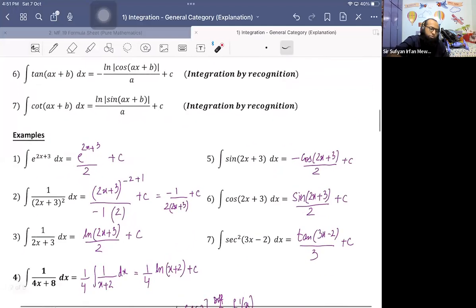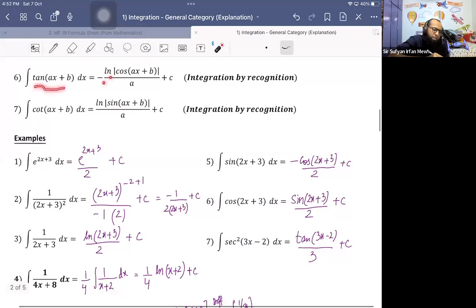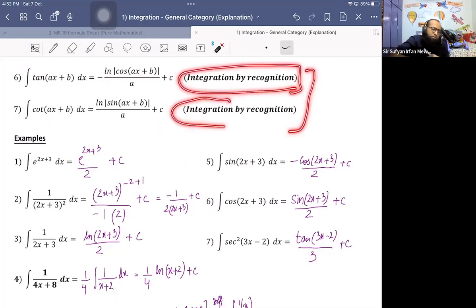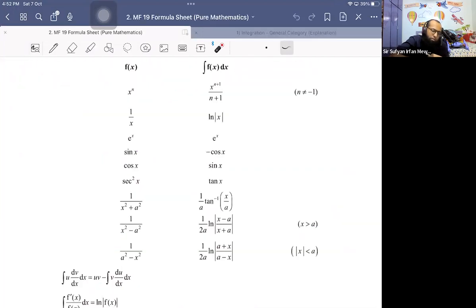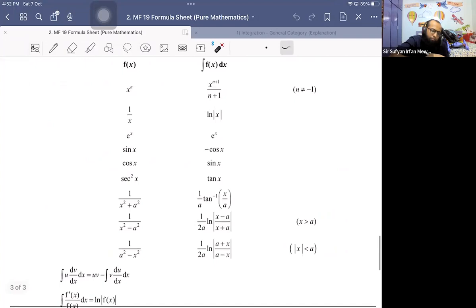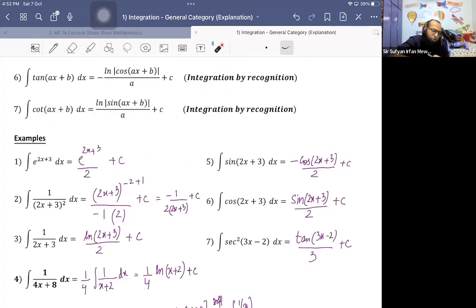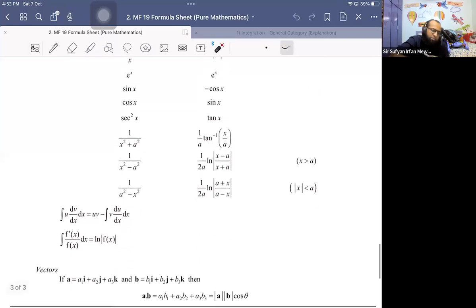Okay, now these 2 rules that are written: integration of tan(ax+b) is negative ln cos(ax+b) upon a plus c, and cot(ax+b) is ln sin(ax+b) upon a plus c. Although these can be memorized, the examiner does not expect us to rectify this. Rather, this has been derived using integration by recognition, which I am going to explain in a while. The integration of tan angle and cot angle is not written over here, but it will be derived using integration by recognition.